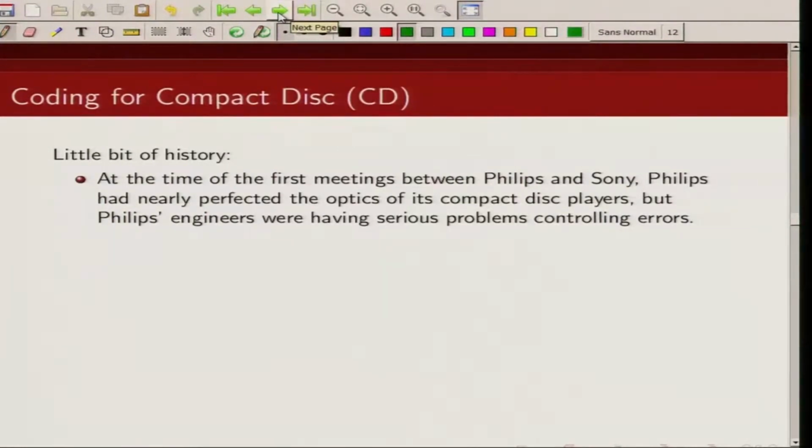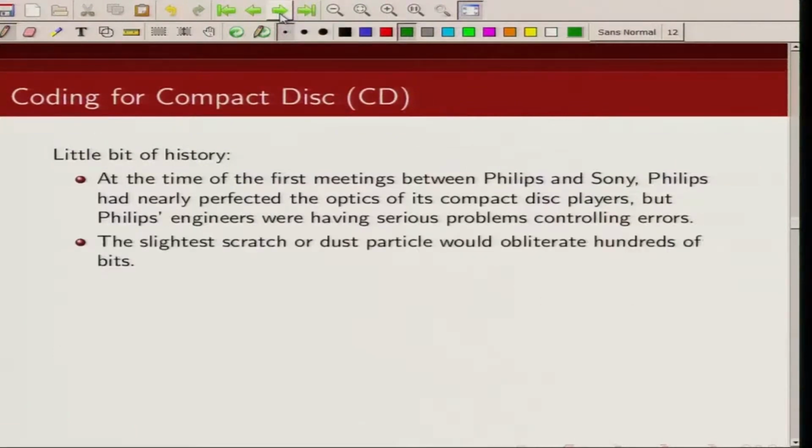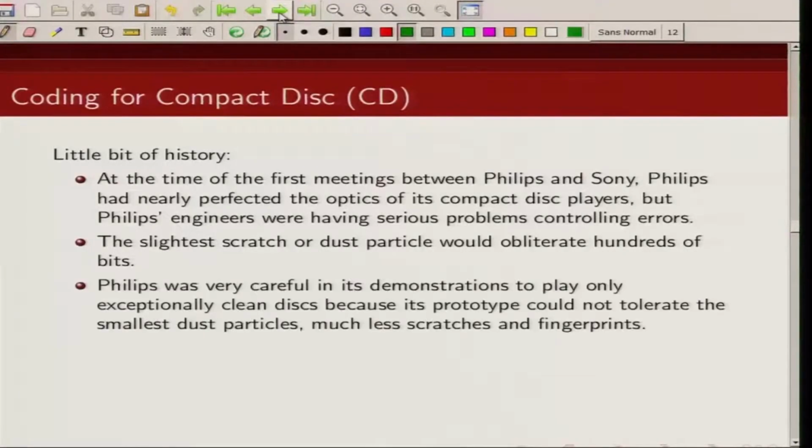Basically Philips and Sony were experimenting with this optical disc, and Philips engineers had a lot of problems controlling errors in the disc. Even if there were small scratches or dust particles, the whole data would essentially go away. So whenever Philips were demonstrating the CD, they were very careful. They were demonstrating with very, very clean CDs which did not have any scratches.